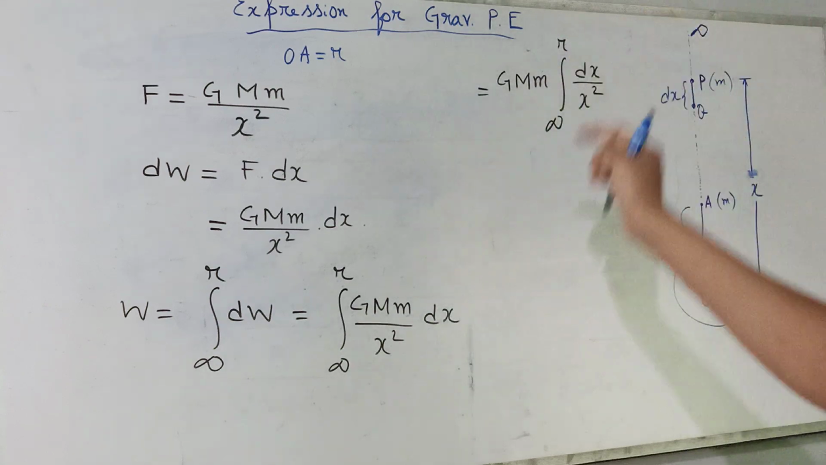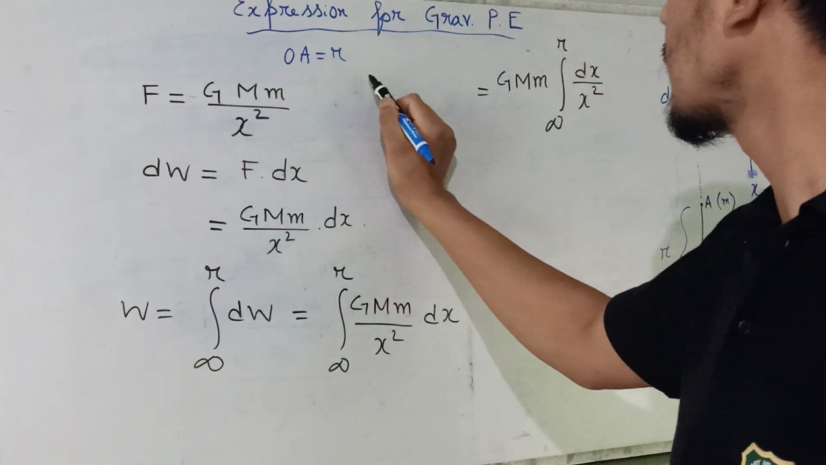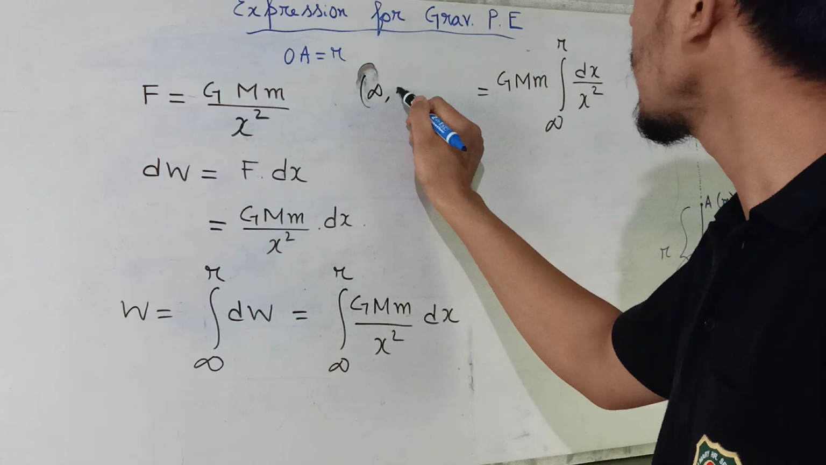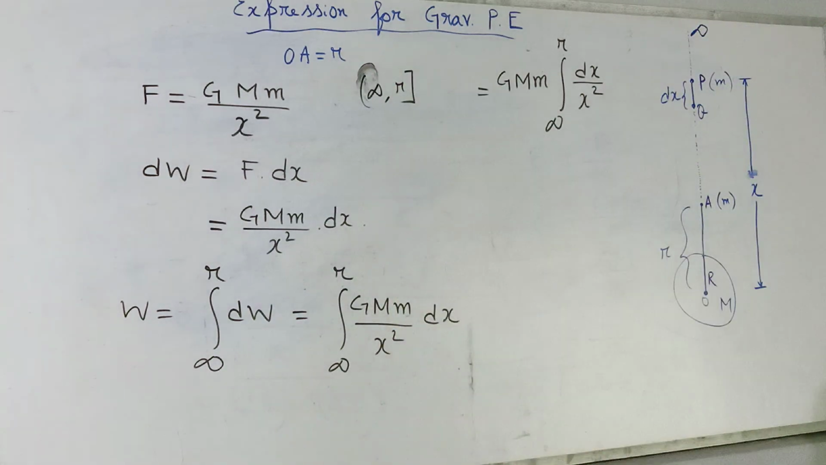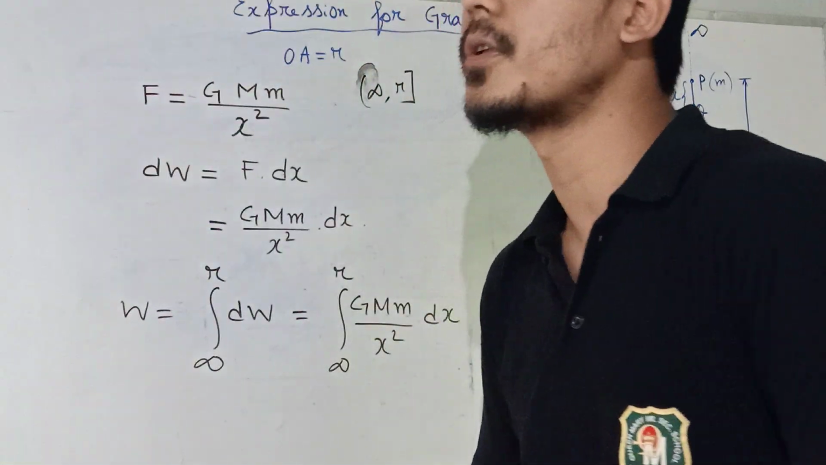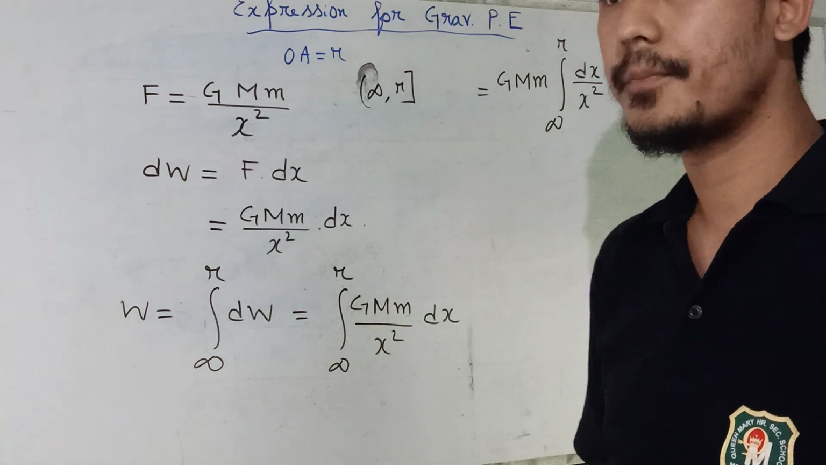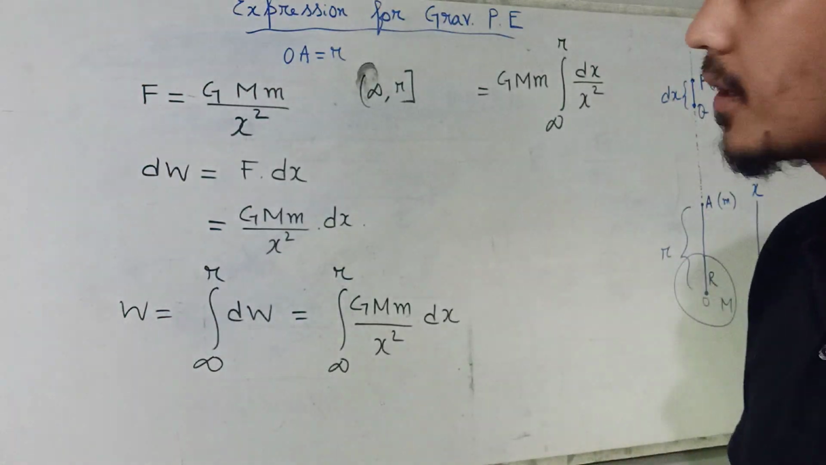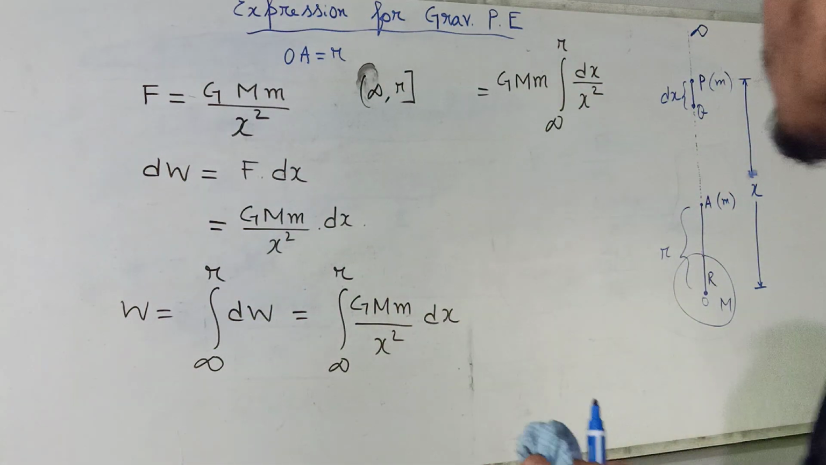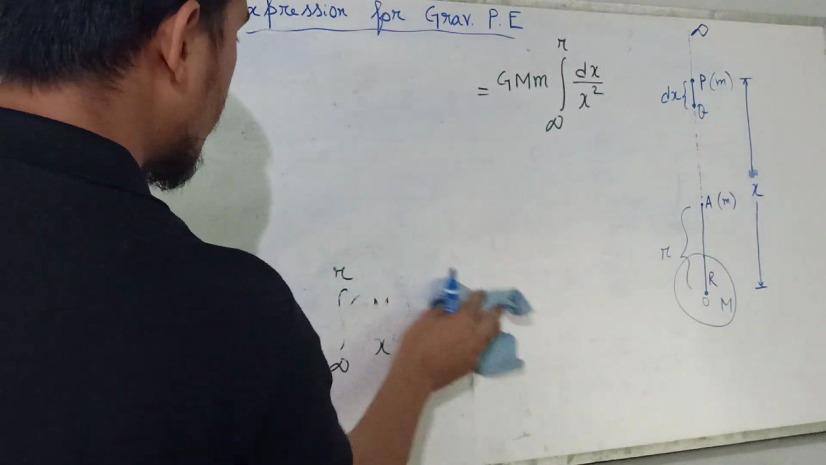Now this is a definite integral because we are integrating it between some limits, between the interval infinity to r. I have recently uploaded a video on definite integrals, so I suggest you watch that video, only then you'll be able to work out this simplification.